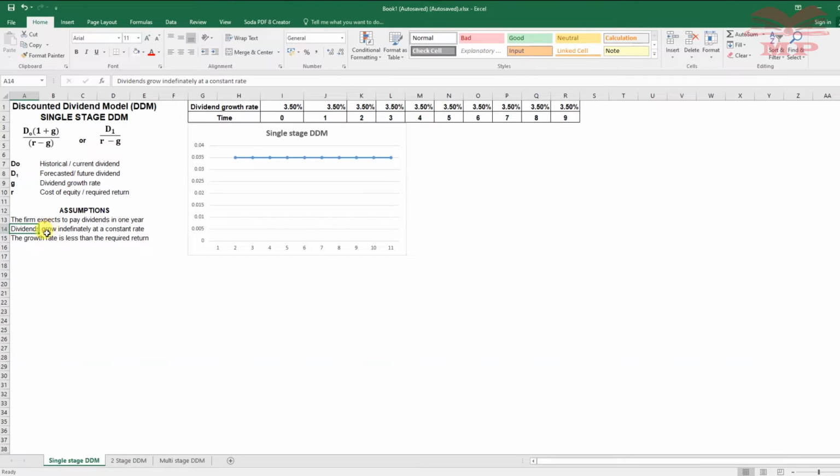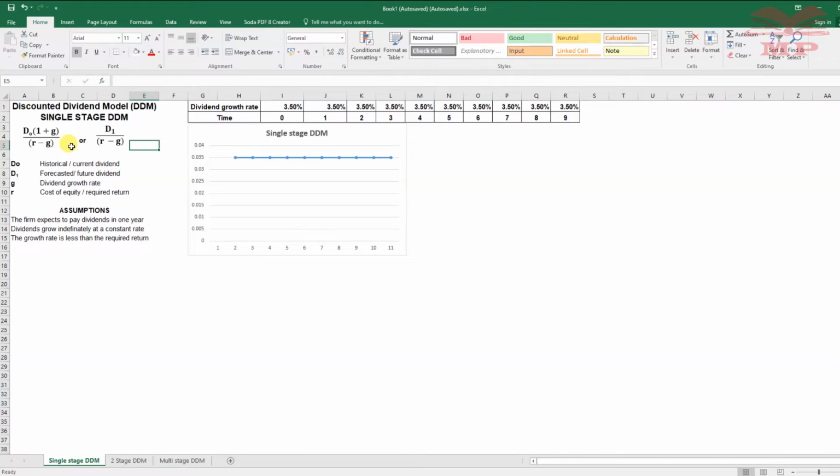The third assumption is that the growth rate should be less than the required return. So the g should be less than the r, like that over here. If I put brackets onto this part right here to represent constancy, this model and this one over here, the best way to apply this in Excel is by looking at an example.